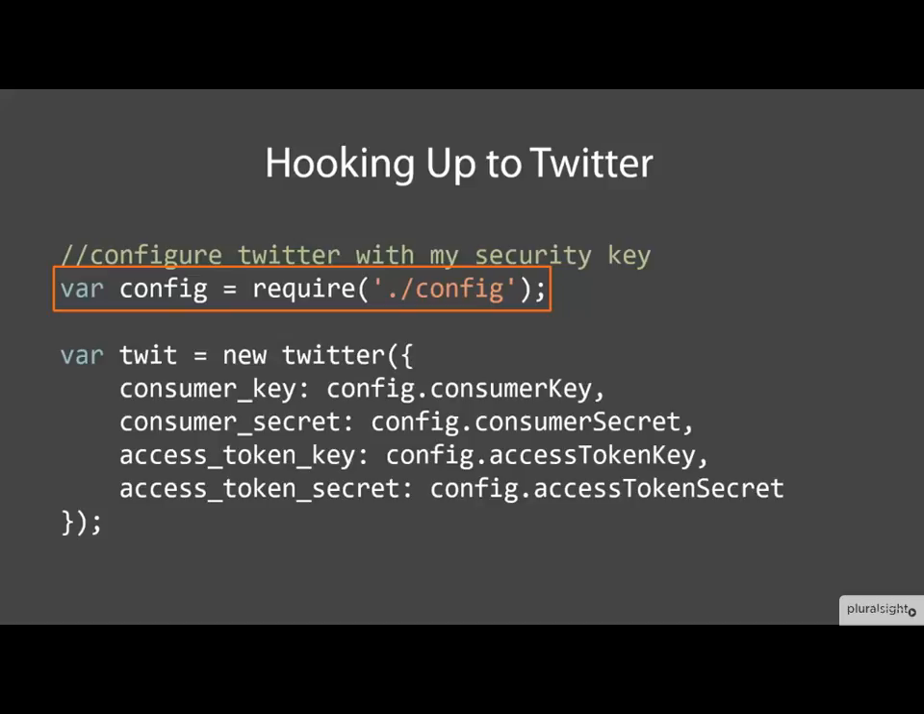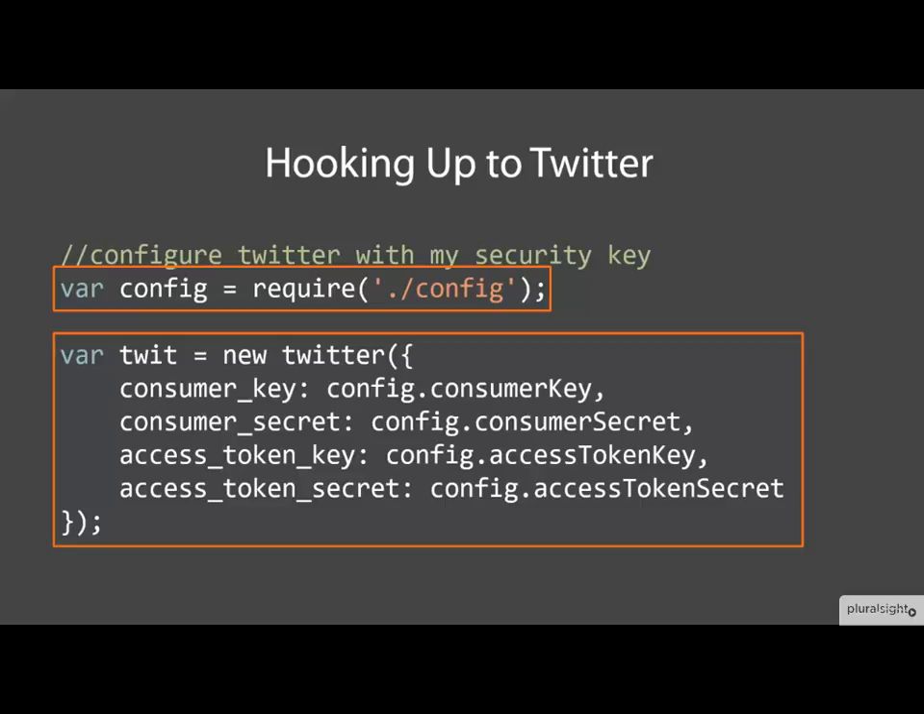You can get your own keys by going to apps.twitter.com, logging into your Twitter account, and following the simple directions to creating a new Twitter app. Then, we instantiate a Twitter object and configure it with our specific keys. From here forward, in this file, we'll use the word twit to refer to this object.